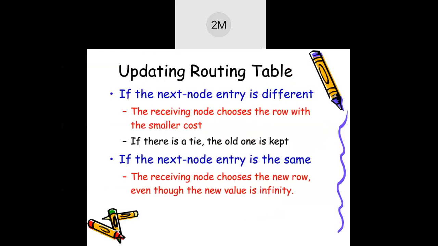Now here what we have seen is, the smallest cost it will keep. If the next node entry is the same, the receiving node chooses the new row even though it's infinity, because it will find that particular additional node or router.